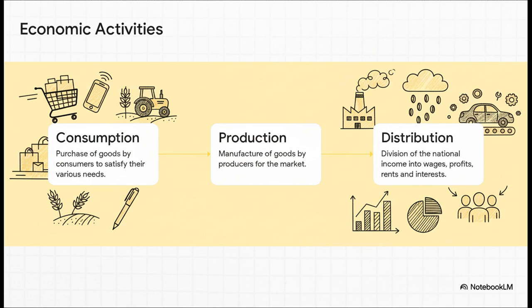Then there's production. This is all about making the stuff that we consume. A farmer growing rice, a factory making phones, that's production. And finally, we have distribution. You can think of this like, how does all the money that's made get divided up? It's about how the income is shared as salaries for workers or profits for a business owner, and so on.